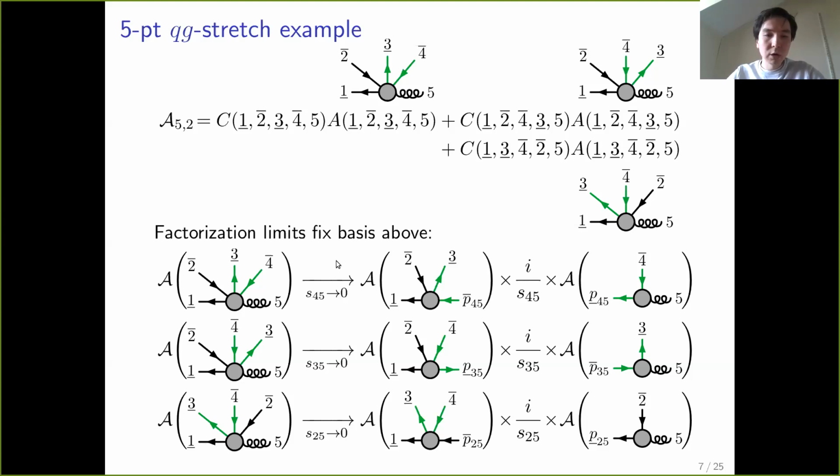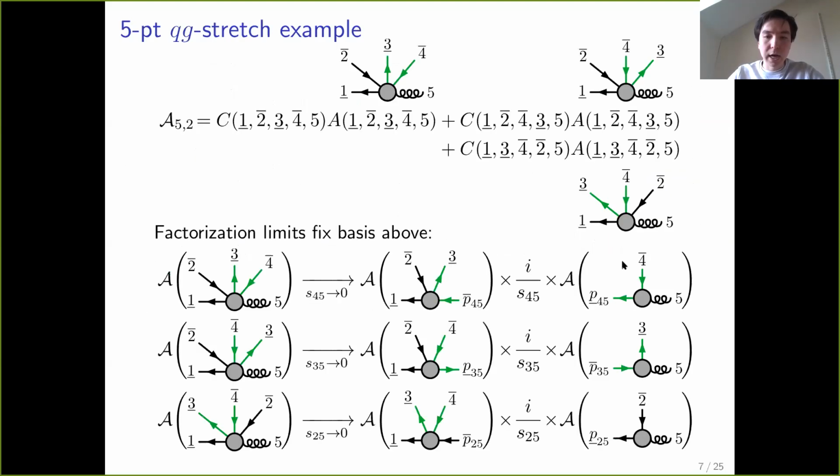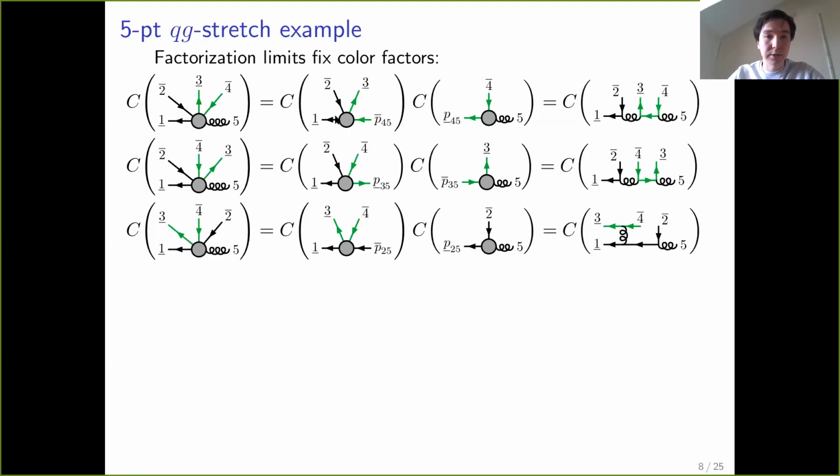So when I go to color factors, when I just set all kinematic factors to 1, on the left-hand side I just get the color factors of each ordering. Whereas on the right-hand side, the factorized amplitudes will provide their own color factors. So I have, for example, a 3-point color factor and a 4-point color factor. And at this low point, I, of course, know them for sure. So I explicitly get my color factors from factorization.